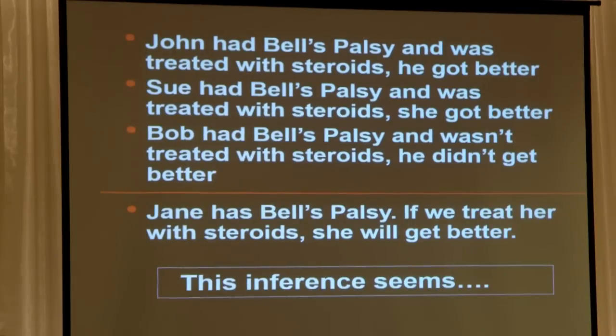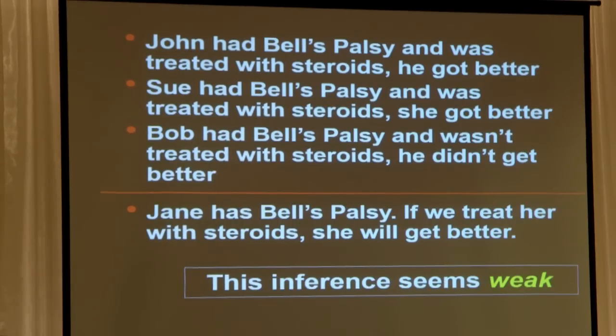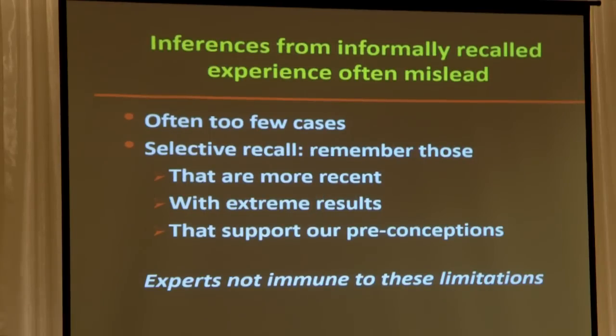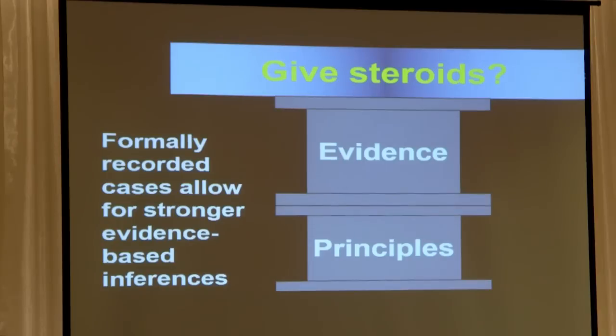So what do you think about our inference from our 3 patients about what to do? Is that going to be strong evidence or weak evidence? Yeah, fairly weak, I would say. And the reasons, again, for being weak? Okay, too few cases. Right, so random error, and this problem about selective recall. And to some extent, experts have more cases in their head, and they are better at guessing, at reasoning, but they're not immune to this problem. And so this kind of evidence is relatively weak.